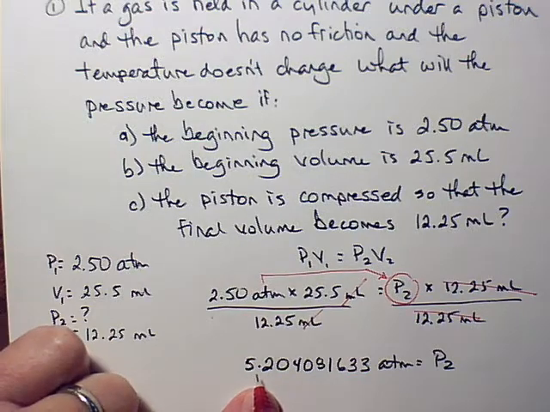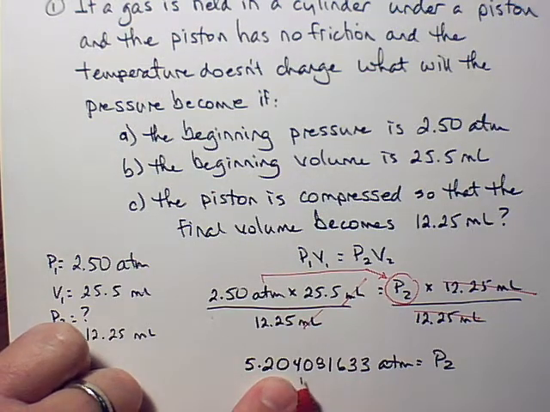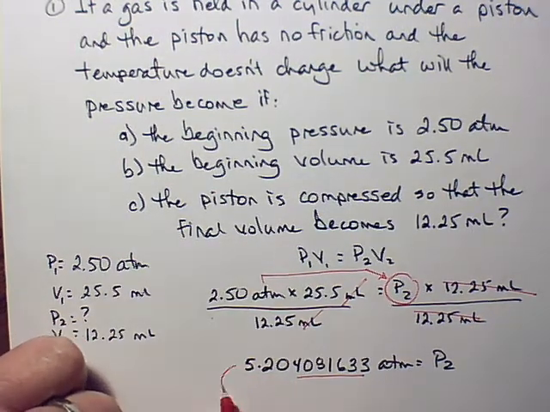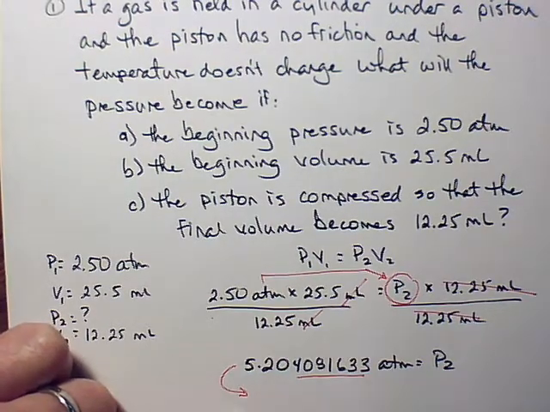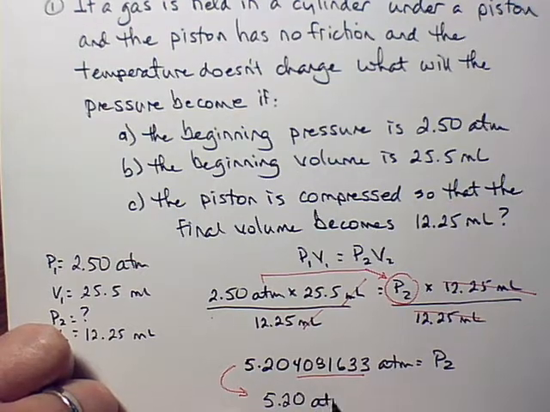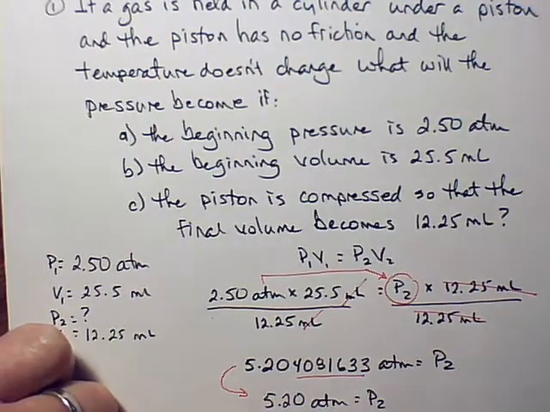So we want this final answer to have 3, 1, 2, 3, underline everything else, and round off. And our final answer is 5.20 atmospheres equals our second pressure.